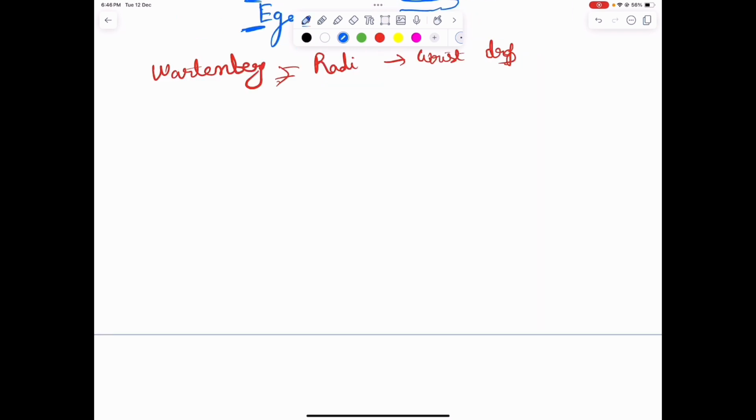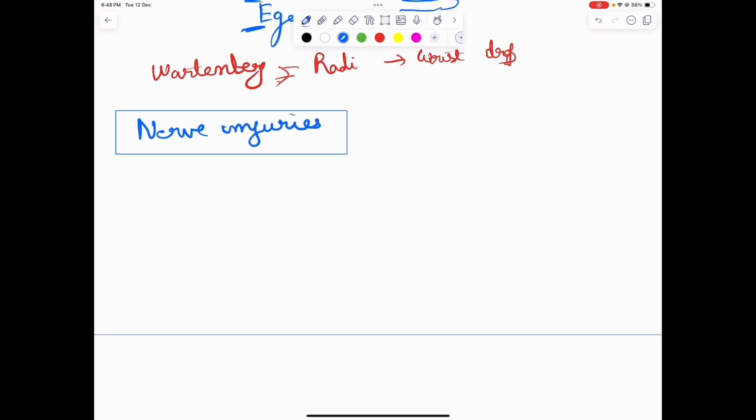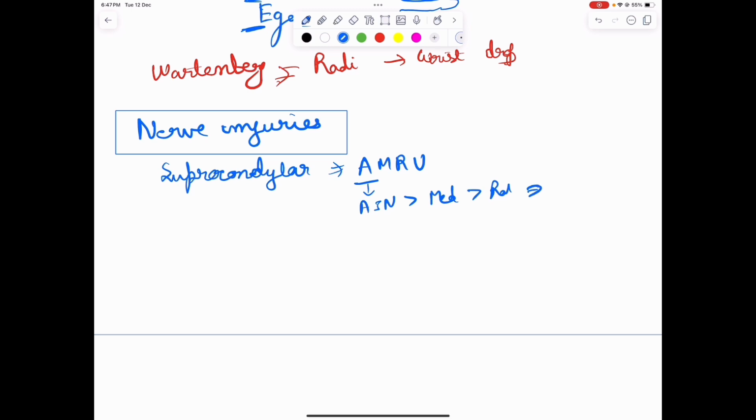Now we come on to nerve injury. Normally we remember the common ones, so I'm not going to repeat those here; I'm going to repeat the ones which we often forget. Like, remember, for supracondylar fracture, we have to remember AMRU: anterior interosseous nerve, median nerve, radial nerve, ulnar nerve. Now we come on to the next. We will see Monteggia. Now Monteggia, we have posterior interosseous nerve.